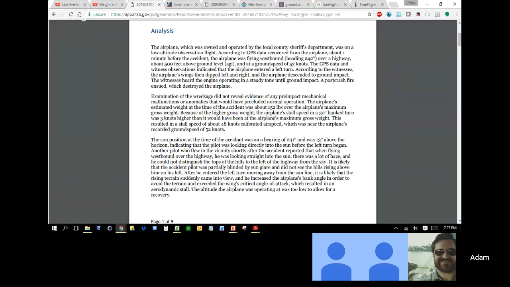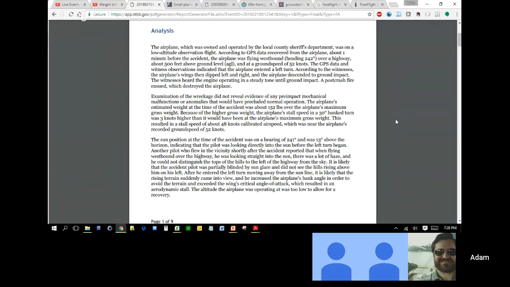Now this is the important part. It's related to our lesson. Examination of the wreckage did not reveal evidence of any pre-impact mechanical malfunctions or anomalies that would have precluded normal operation. The airplane's estimated weight at the time of the accident was 152 pounds over maximum gross weight. And so for that aircraft, 152 pounds is actually quite a bit, because I bet fully loaded it shouldn't weigh more than like 1,600 pounds, 1,700 pounds. So that's a decent percentage over gross weight.